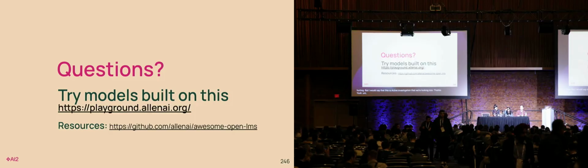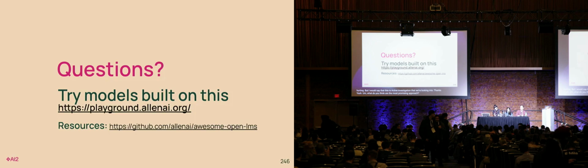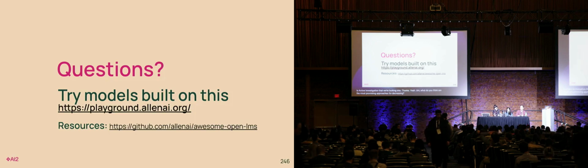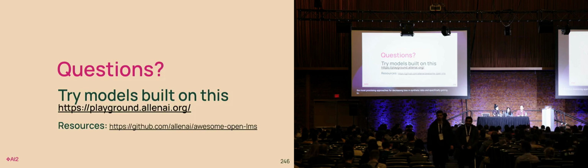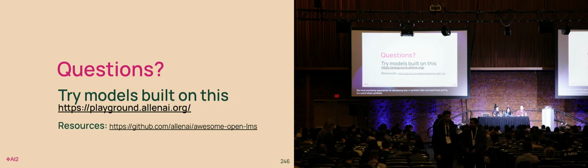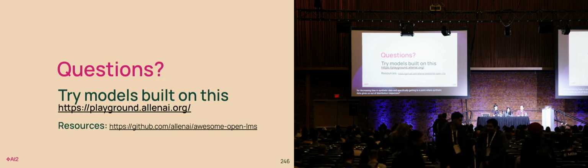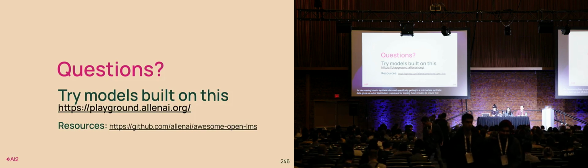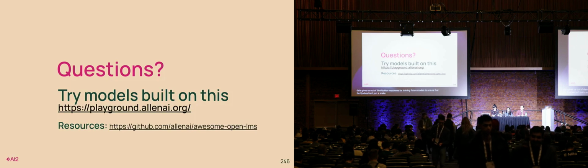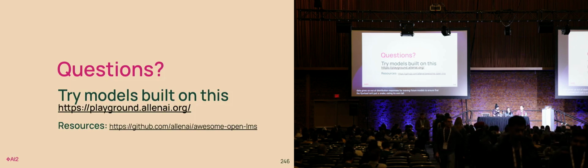What do you think are the most promising approaches for decreasing bias in synthetic data, and specifically getting to a point where synthetic data gives us out of distribution responses for training future models, to ensure that the flywheel isn't just the snake eating its own tail? You want to do it for post-training first?